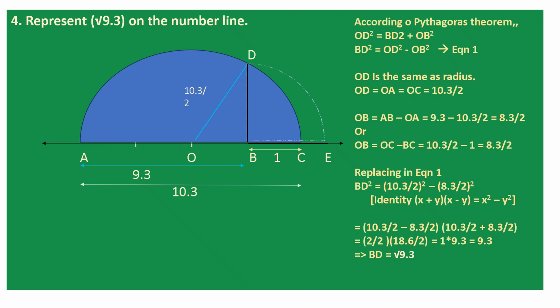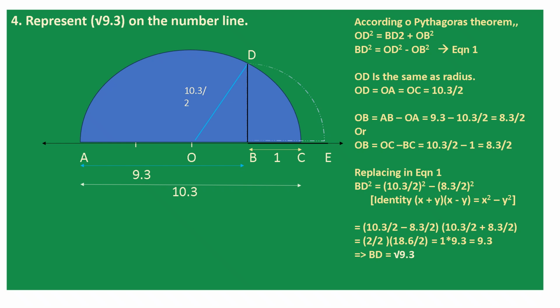The diameter is 10.3. Now you construct a circle with radius 10.3 by 2. Identify the radius as OA, which is equal to OC, which is equal to OD from the diagram, which is equal to 10.3 by 2. From the point D, drop a perpendicular to the diameter where it makes a right angle at point B. You can understand from the diagram very well.